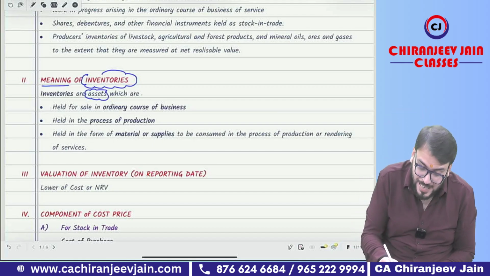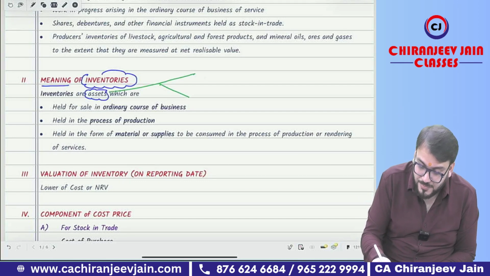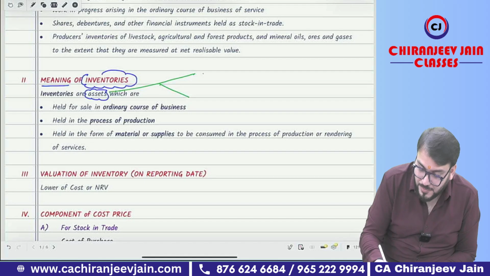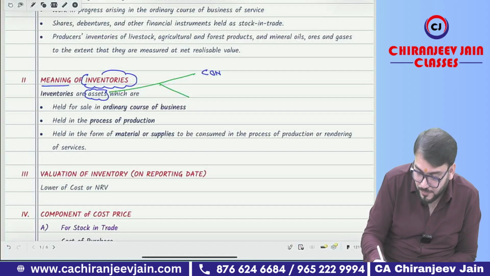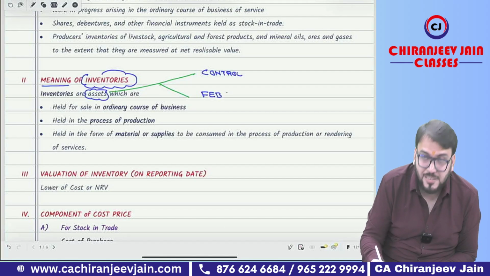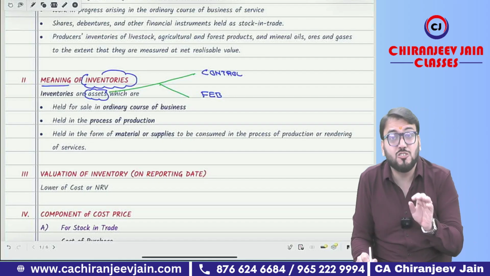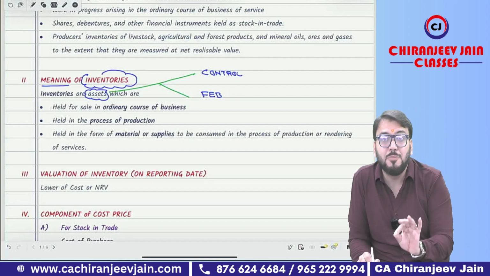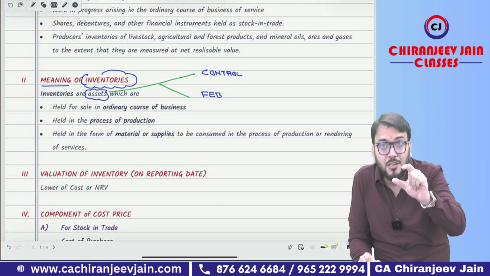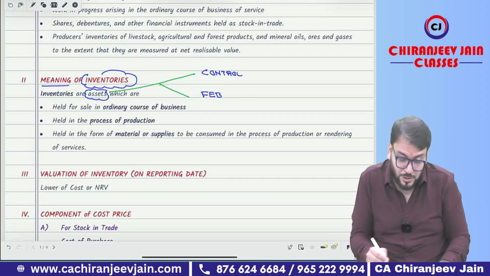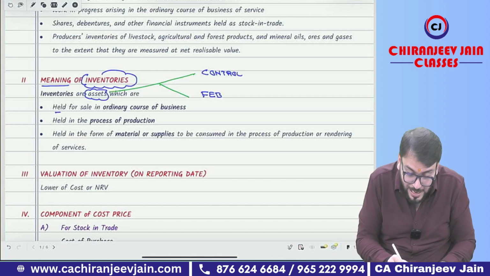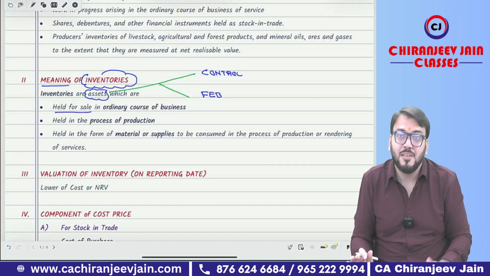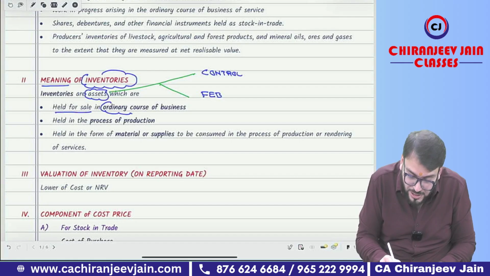Now, whenever I say asset, asset means what? Control and future economic benefit. FEB means future economic benefit. These two conditions need to be satisfied, then only it will meet the definition of asset. So control and future economic benefit. So inventories are assets which are held for sale in the ordinary course of business.